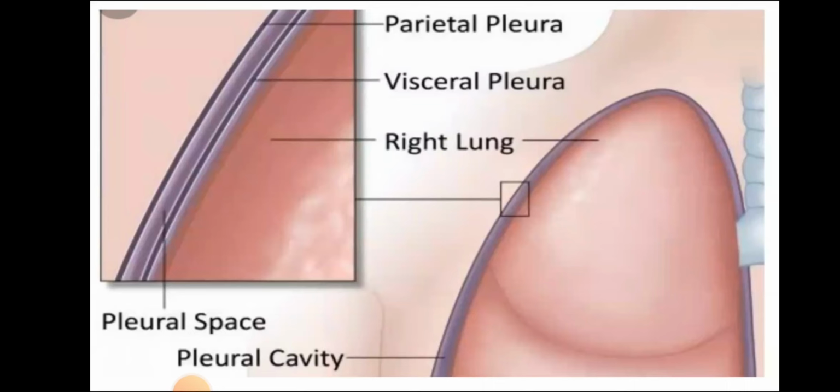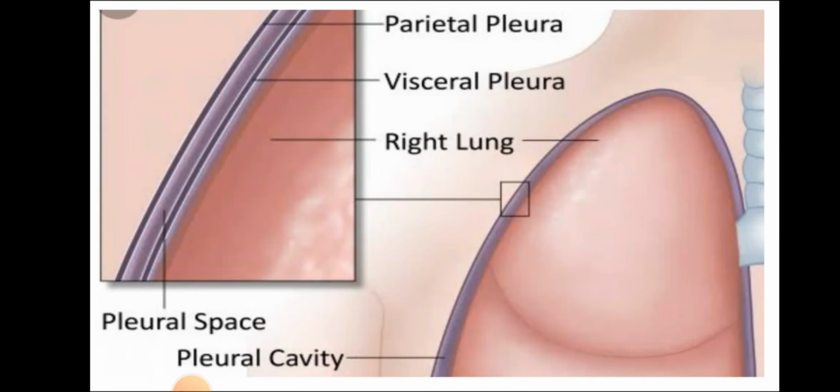So, as you know, the pleura is the covering of the lungs as well as the thoracic cavity. Two types are told: parietal pleura and visceral pleura, and the space between the parietal pleura and the visceral pleura is called the pleural space.